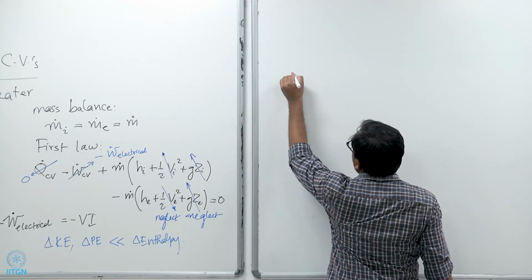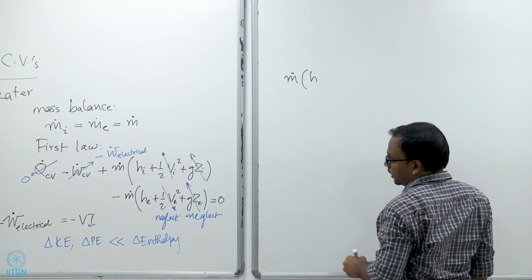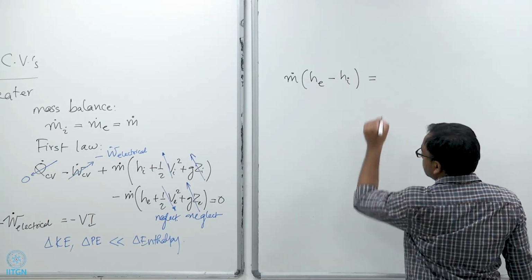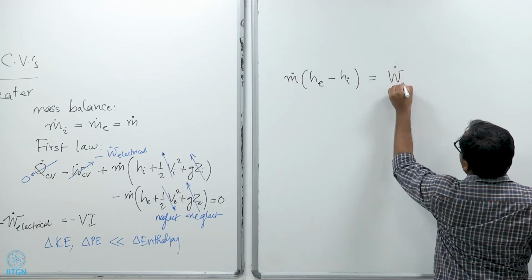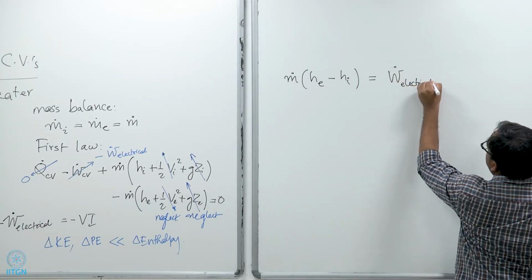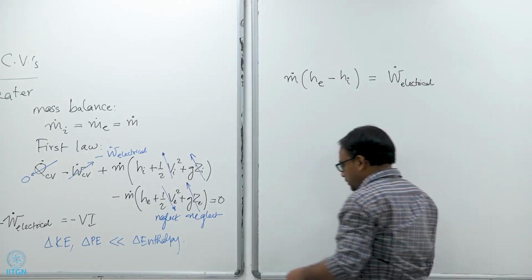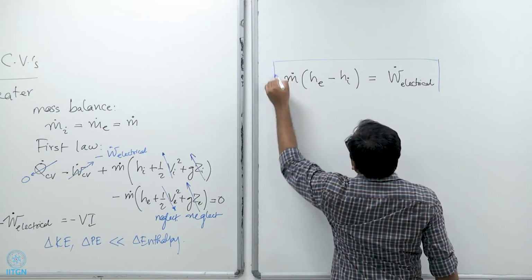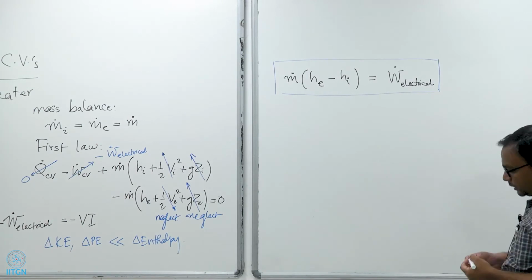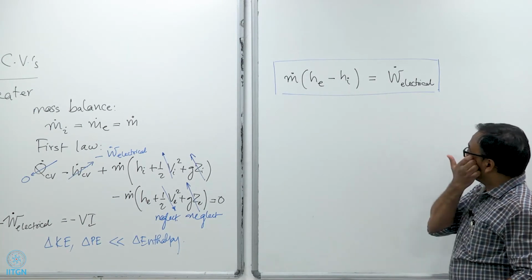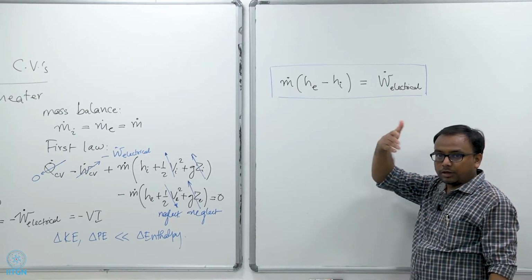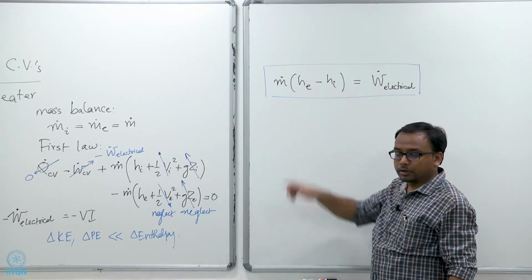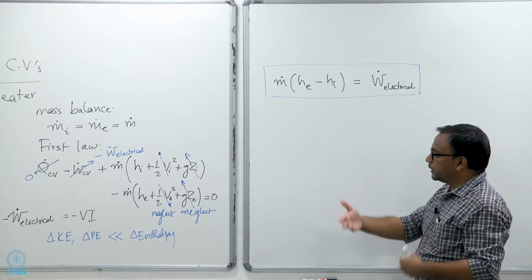So, then what we have finally, after cancelling out all the terms, is m dot times (H E minus H I) equal to W dot electrical. That is how simple it is. The first law applied to a steady flow water heater simply tells you that the electrical work that you are putting into the heater simply increases the enthalpy of the water that is flowing in and out of the heater.